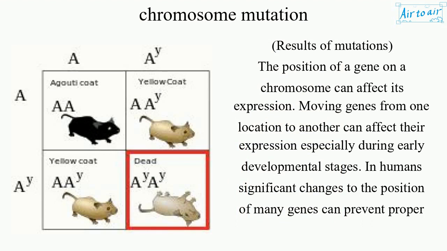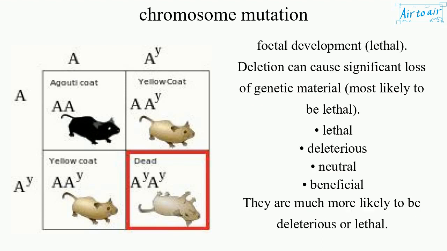Results of mutations. The position of a gene on a chromosome can affect its expression. Moving genes from one location to another can affect their expression, especially during early developmental stages. In humans, significant changes to the position of many genes can prevent proper fetal development. Lethal: a deletion can cause significant loss of genetic material and is most likely to be lethal. Mutations can be lethal, deleterious, neutral, or beneficial. They are much more likely to be deleterious or lethal.